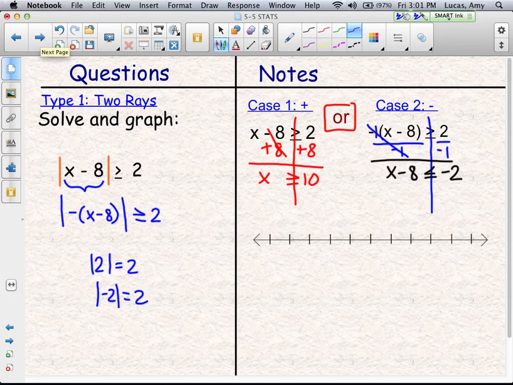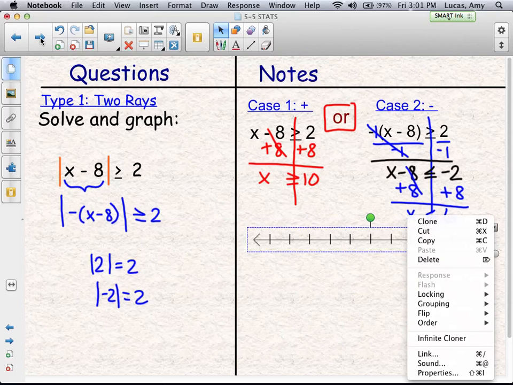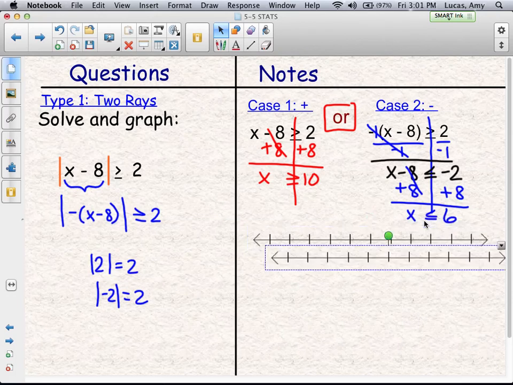So I like them to look alike. So case 2, I think of flipping the symbol and changing the sign. Flip and change to get my second inequality. Now if I add 8 for my action step, I get 6. So x is less than or equal to 6 or greater than or equal to 10.